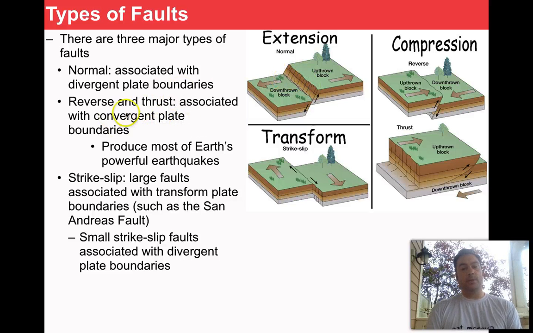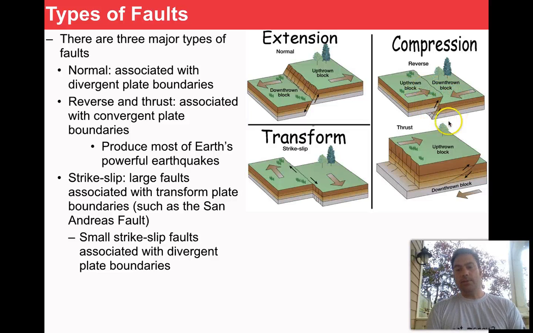In contrast, we get a reverse or a thrust fault. A thrust fault is one that is at a lower angle, so we'll show this here in a minute. But here's a reverse fault. In this case, they're being pushed together. And as a consequence, one side is moving up over the other side. So there's an up-thrown block and a down-thrown block relative to one another. This one might actually be stationary with this coming up over it, or vice versa. You get the idea. It's all relative.